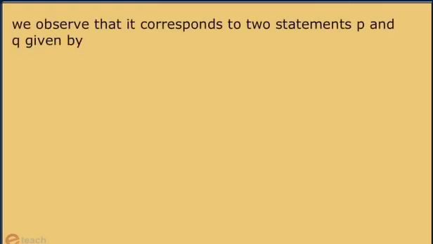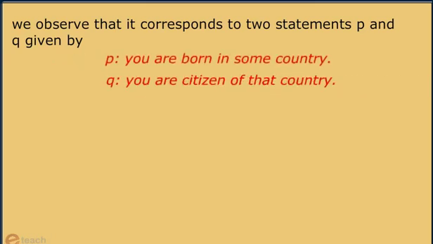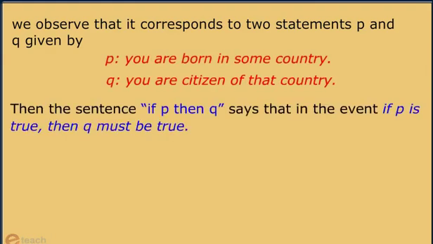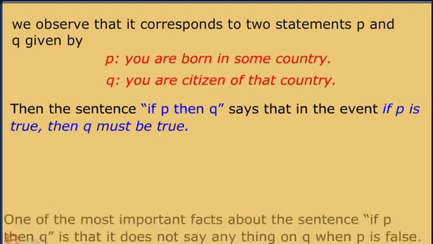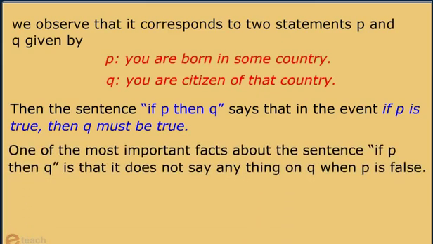We observe that it corresponds to two statements P and Q given by P: You are born in some country, and Q: You are a citizen of that country. Then the sentence "if P then Q" says that in the event P is true, then Q must be true.